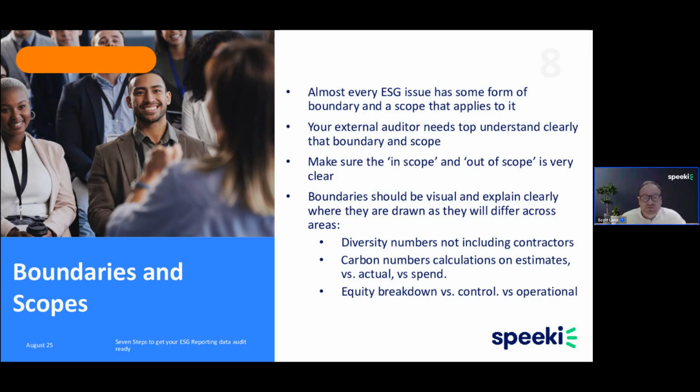Again, carbon numbers. We know there are lots of ways to represent carbon, water, and waste. That could be from an operational control perspective. It could be from an equity perspective. It could be from a management control perspective. So understanding those boundaries and making them very clear to the auditor is really important, because there is no point in going and reviewing the data unless it maps back to the boundary and maps back to that story that we've been telling throughout this webinar and that you're telling throughout your sustainability reporting.